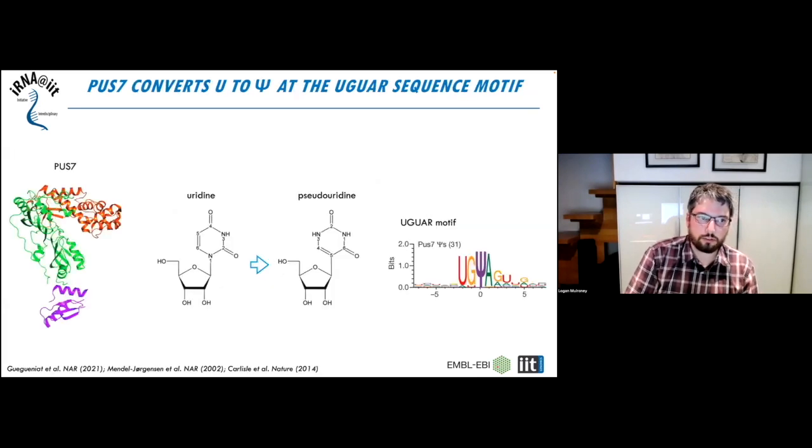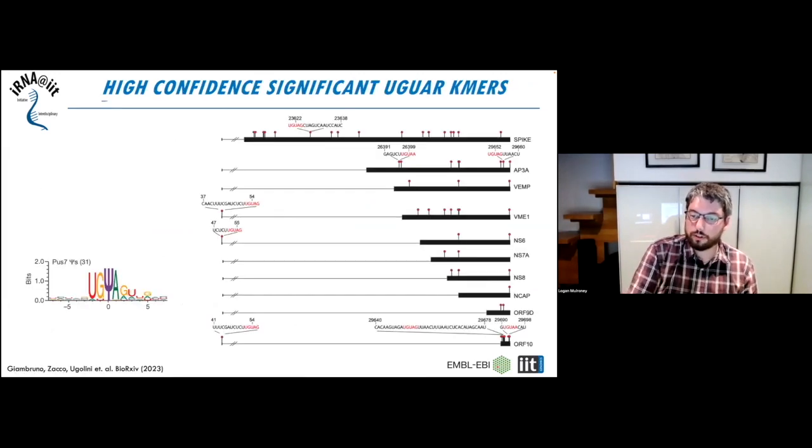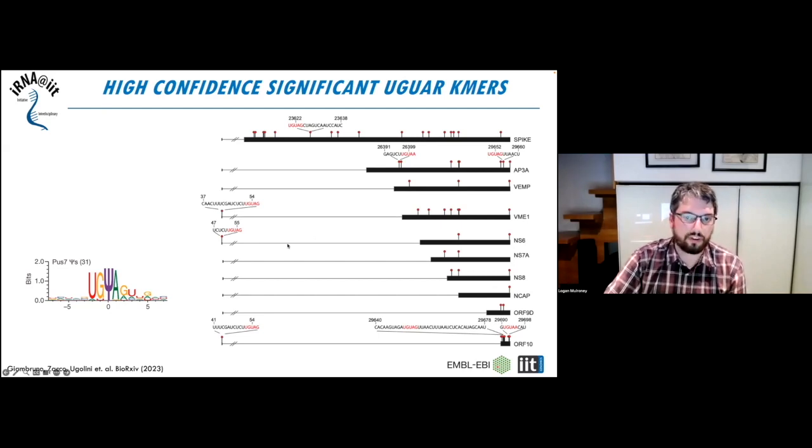And so pseudouridine synthase 7 is an enzyme that converts uridine to pseudouridine, and it targets the UGWAR motif. And so we used this information to further filter our uridine-containing sites to positions that contained the UGWAR motif. And then we also filtered where the position had to occur in 2 out of 3 of our cell line cultures. And so we could get a list of high confidence sites that were most likely pseudouridine. And so we found 54 positions, where each of these lollipops on these different subgenomic RNAs represents one high confidence site.